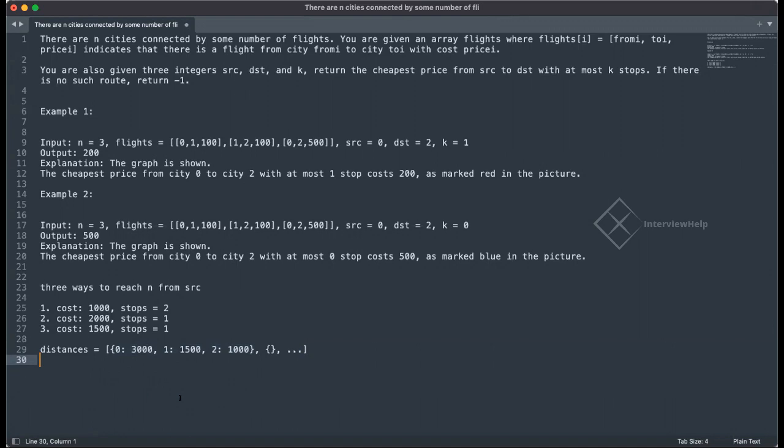So 3,000. Wait, so 3,000 is from 1,000 plus 2,000? But why are you adding? No. Okay, let me complete it. So 3 ways to reach n. Let's say n is 0 from source. Source is something other than 0. So if you have 4 ways to reach 0 from source, then you would have this dictionary for 0, right? Like starting from source to 0.